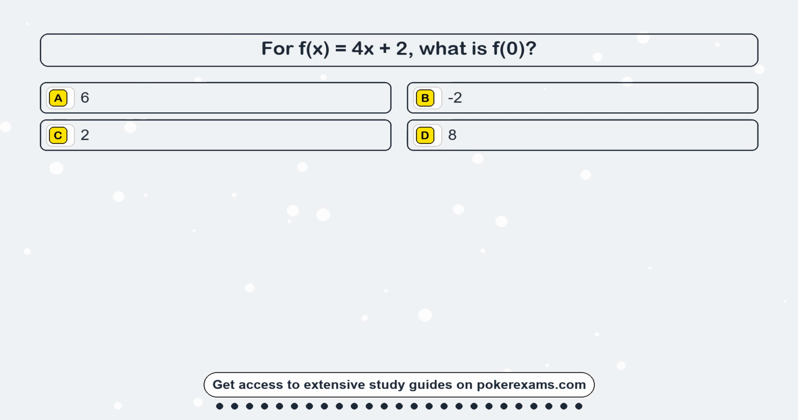Question 15. For f(x) equals 4x plus 2, what is f(0)? Option A 6. Option B, -2. Option C 2. Option D 8.